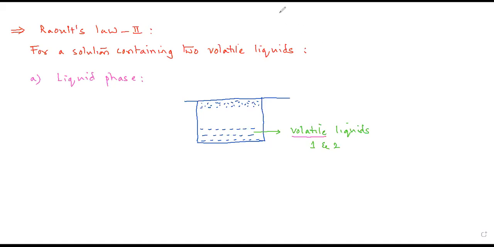Right. Now in this case, it can be written as partial vapor pressure, because both are volatile, both form the vapor, both exert vapor pressure in the mixture. When you want to talk about the vapor pressure exerted by one of the components, let us say P1, the partial vapor pressure of the first component is directly proportional to the mole fraction of the first component, isn't it?